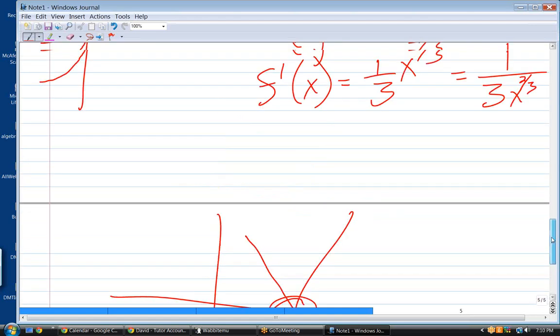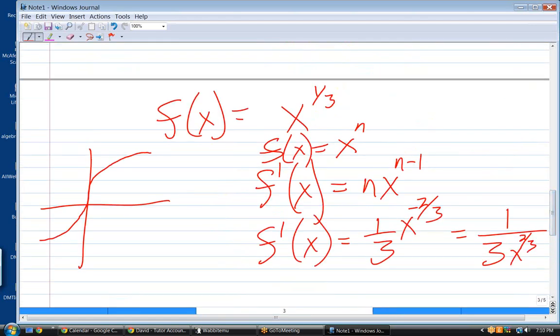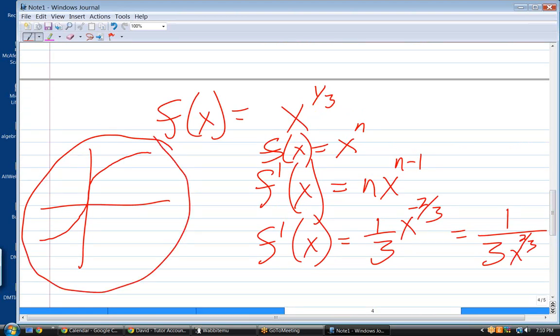On that last problem, we can differentiate throughout that thing. Even though the derivative, you might say, is undefined at x equals 0, I can differentiate anywhere along that function. There's no point I cannot differentiate it. There's no point that I cannot find the slope of the tangent line. That means that it's continuous.